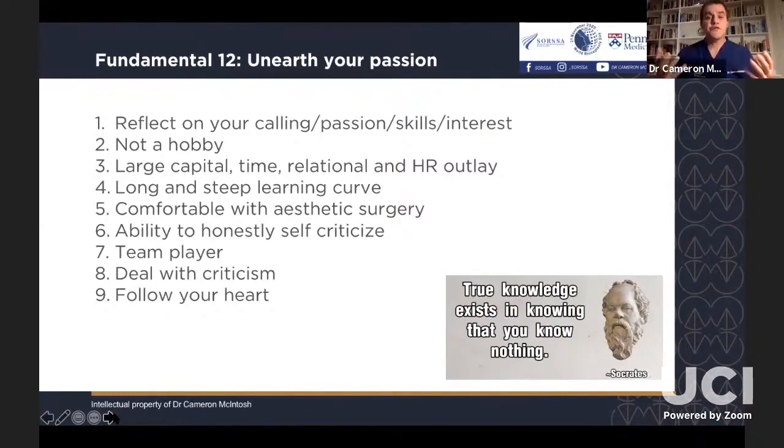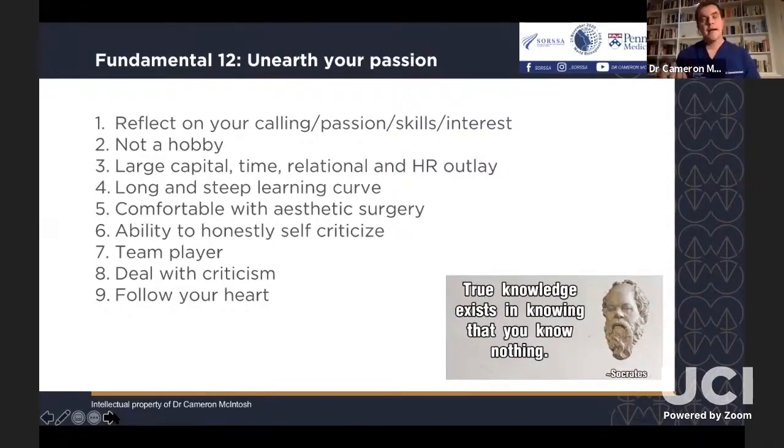Some specialties are very comfortable with aesthetic surgery. Some people are not comfortable with that. You've got to ask yourself that question, because rhinoplasty has a lot of cosmetic surgery. Are you comfortable working in that space or not? You've got to have the ability to honestly self-criticize. When you see you've really messed that nose up, you've got to go back and fix that. You need to be your own fiercest critic as well as your own fiercest encourager.